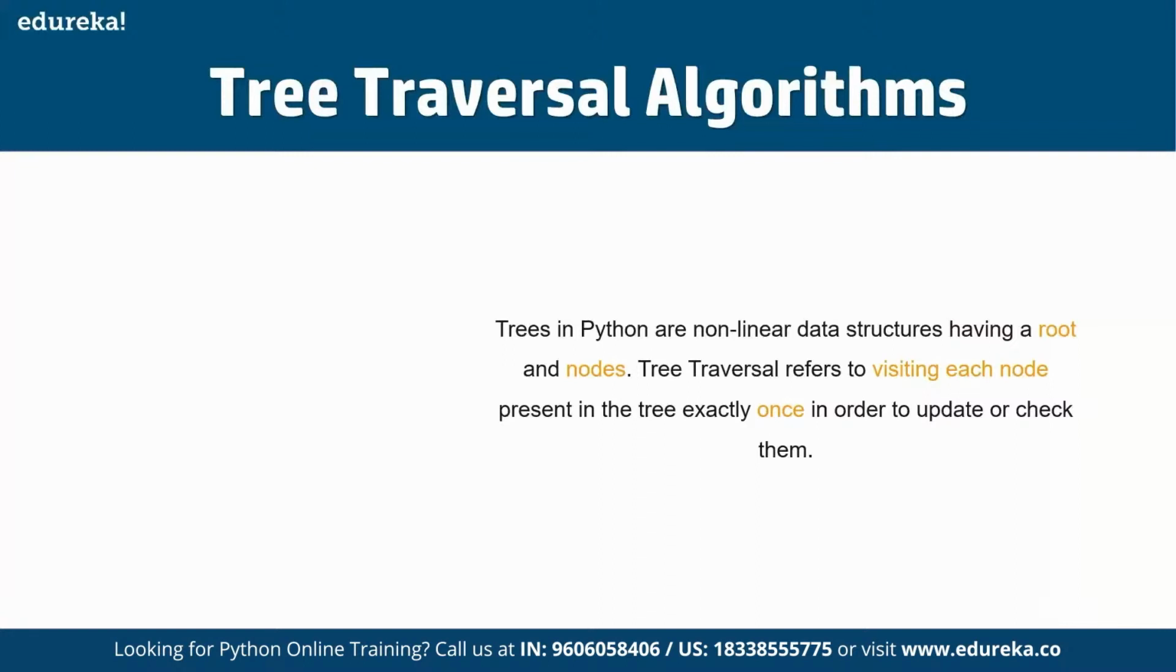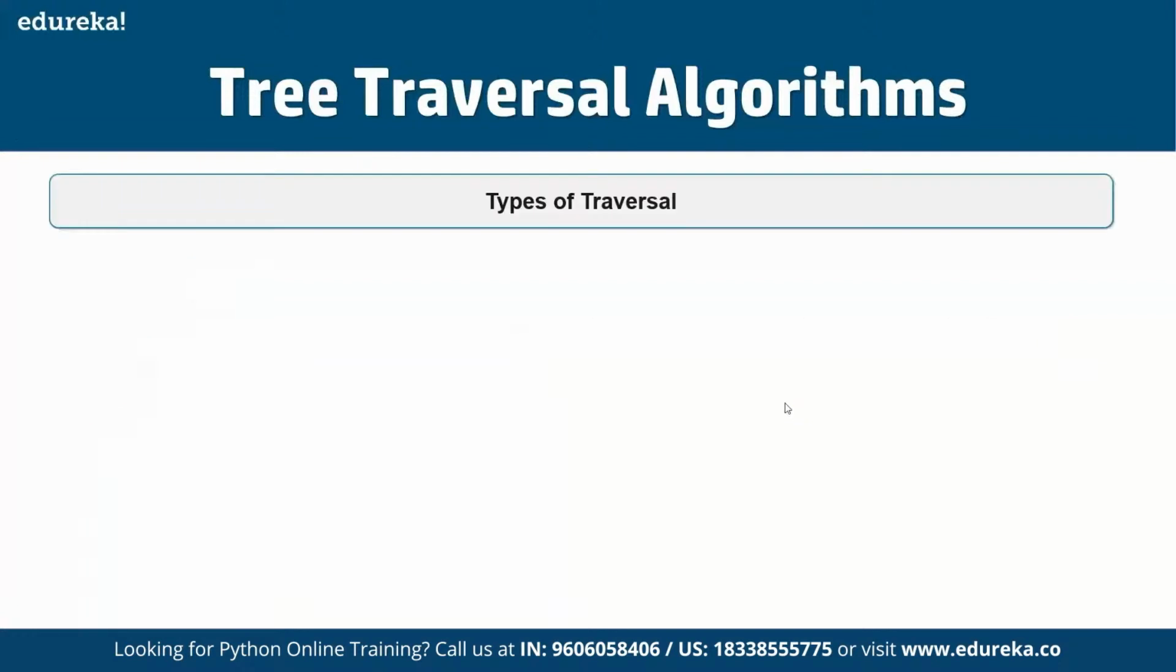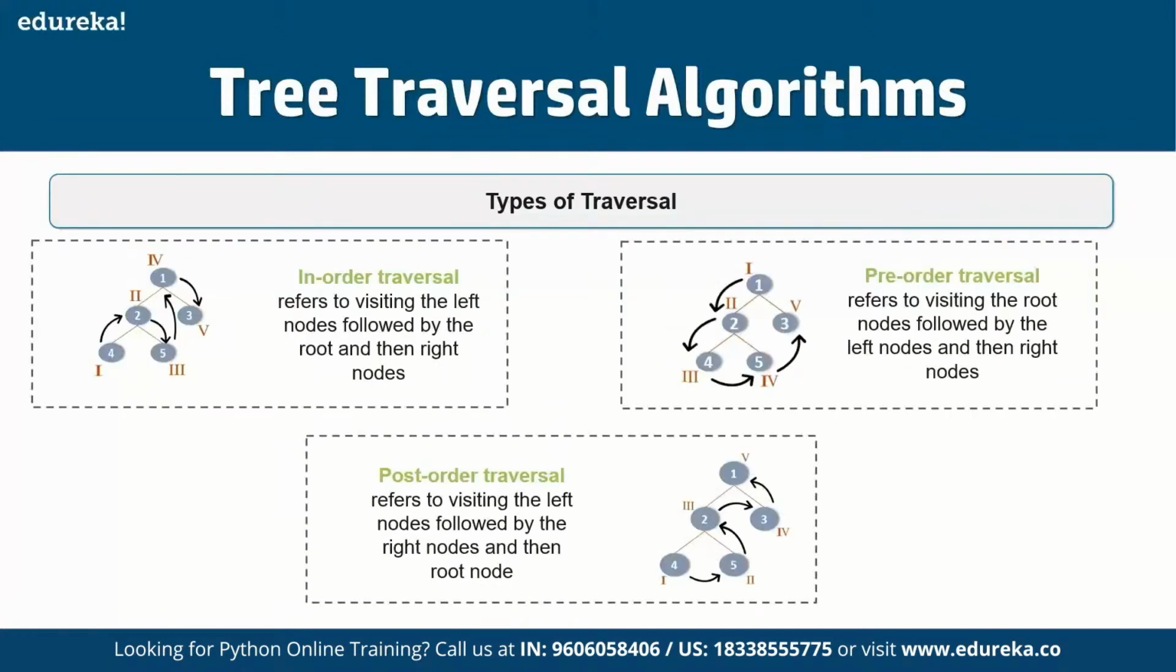So basically, trees in Python are non-linear data structures having a root and nodes, as we are looking at in this current diagram. Based on the order in which nodes are visited, there can be three types of tree traversals. As you can see, we have three types: pre-order, in-order, and post-order.